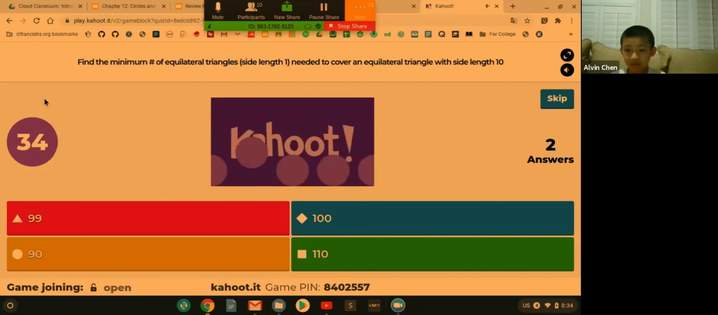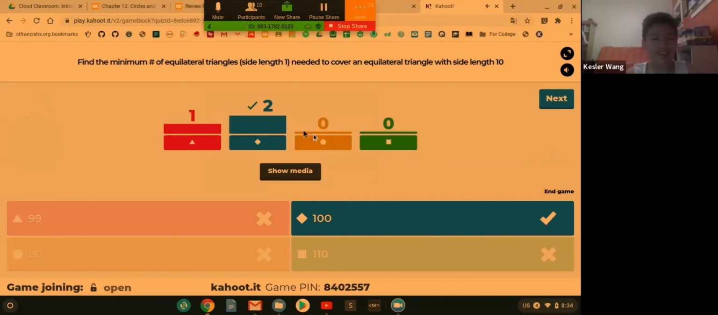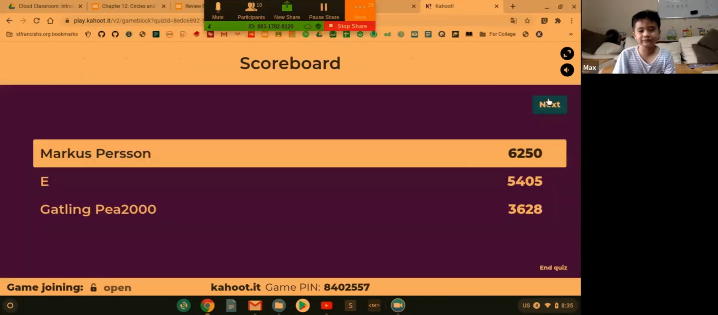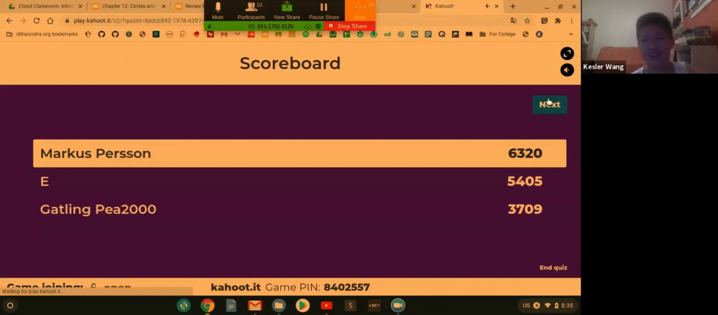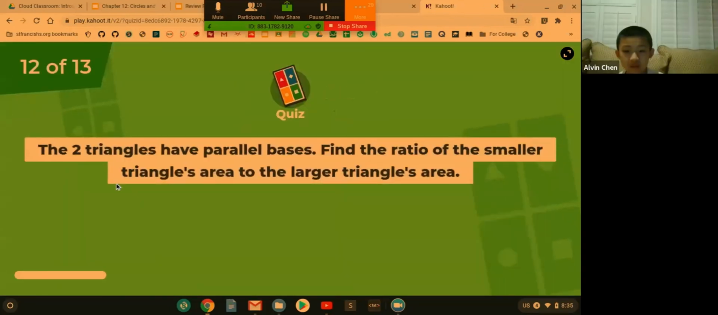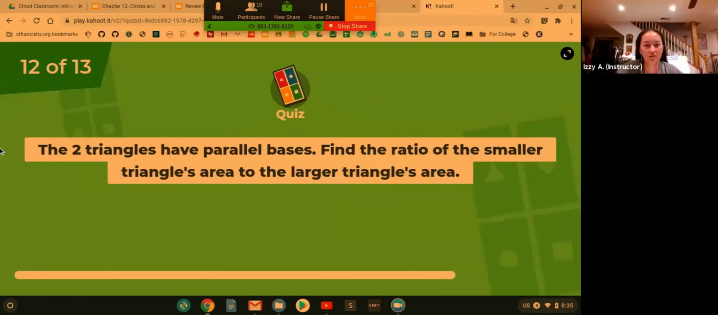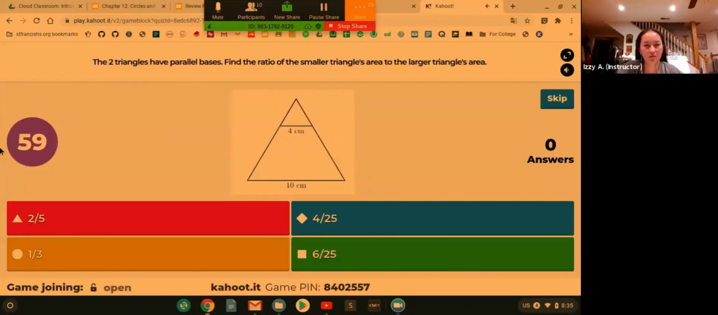Please, stop. Oh, you can skip the question now. I got it right. Yeah, I got it right. I got it right as well. No, one of us got it wrong. Two triangles are parallel. Yay, there's finally a picture.